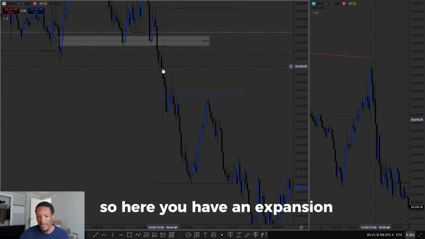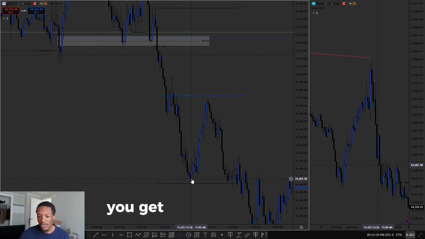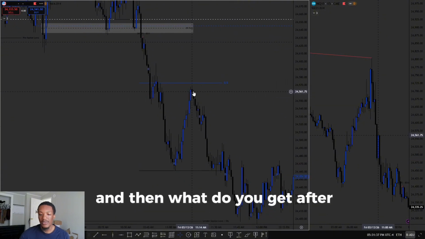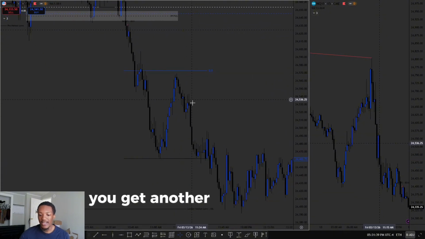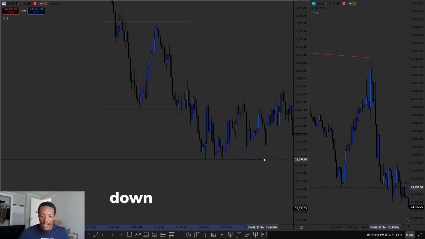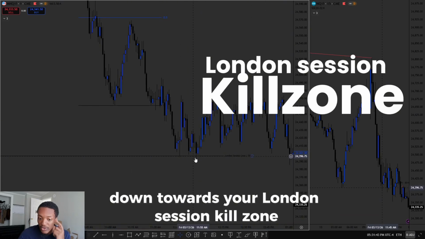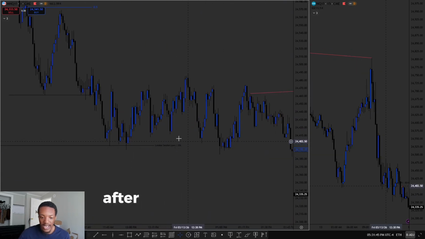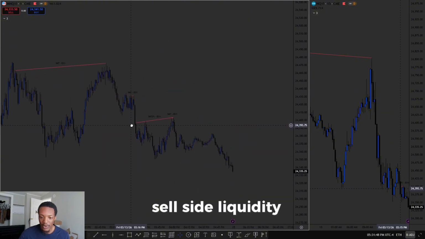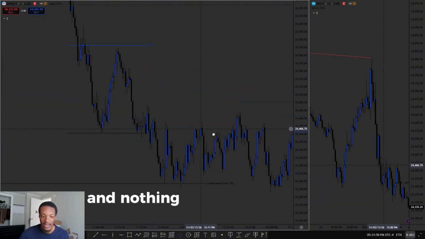So here you have an entire expansion lower. You get another retracement, and then what do you get after that? After that retracement, you get another expansion down towards your London session kill zone sell side liquidity. And you see, after we took out our London session kill zone sell side liquidity, we fizzled out for the rest of the day, and nothing else really happened.